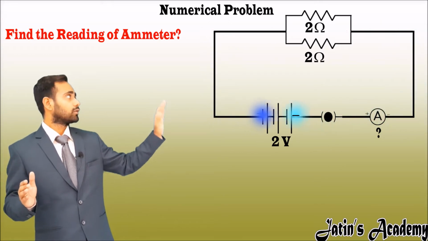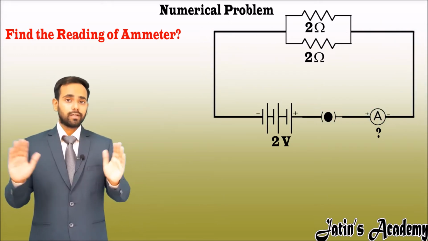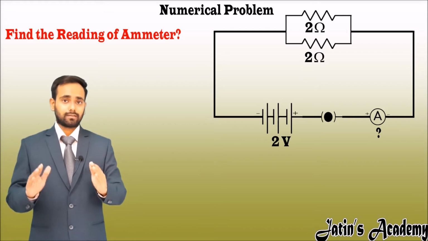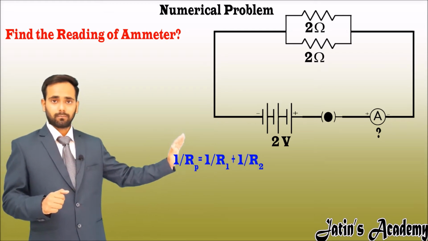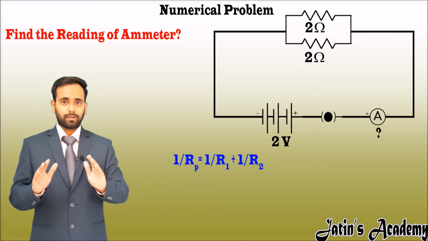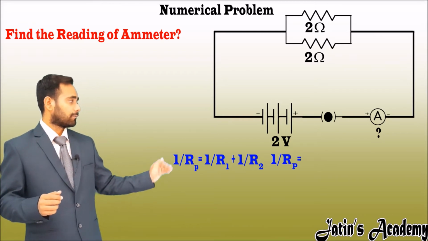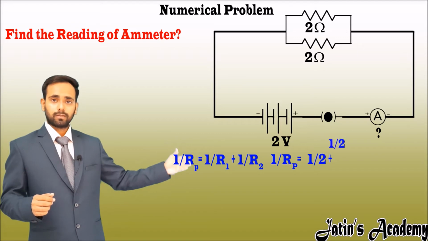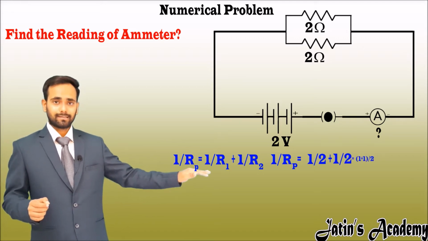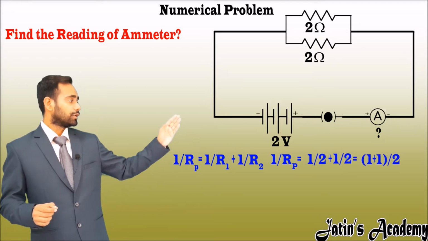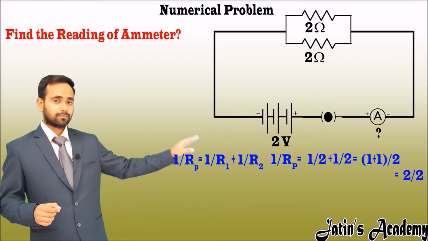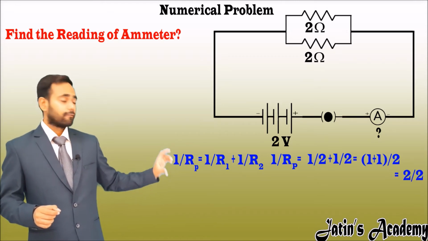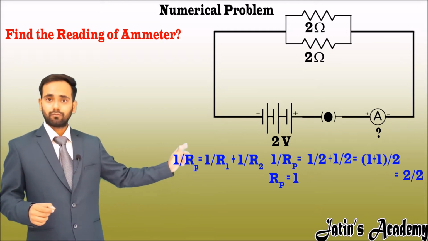So 2 ohm and 2 ohm are in parallel, and we have to find the equivalent resistance. We know 1/Rp = 1/R1 + 1/R2 for a parallel combination. We have 1/Rp = 1/2 + 1/2. Taking the LCM 2, the numerator is 1 + 1, we get 2/2, that is 1. Now taking the reciprocal, we get Rp = 1 ohm.